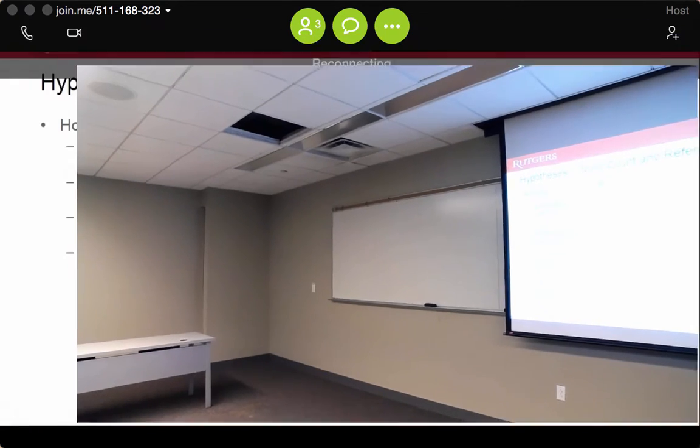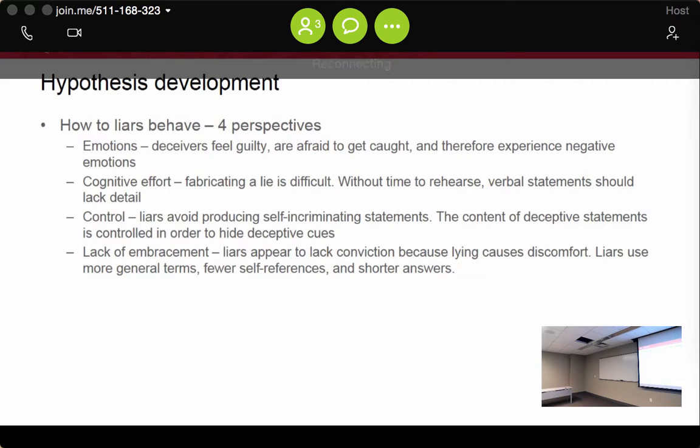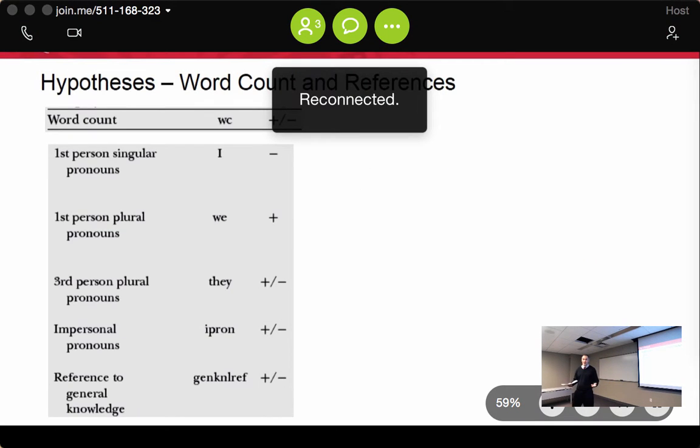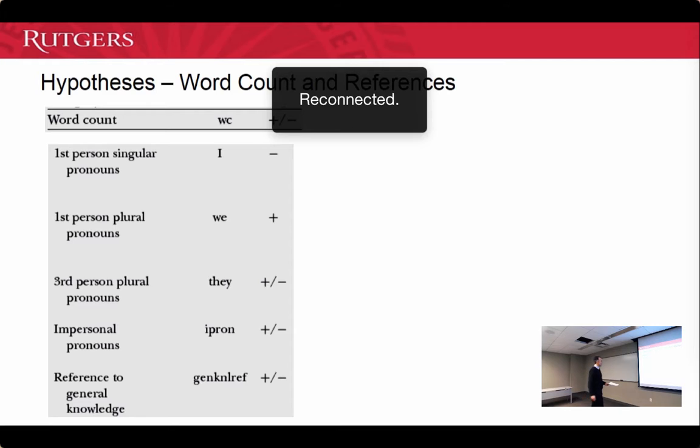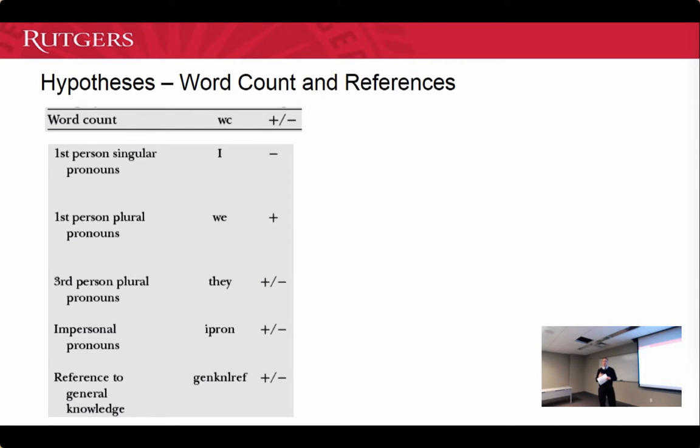All right. So here are the hypotheses. I guess the negative sign here means that the deceiver will use fewer words, or fewer of those types of words, than the truth teller. So fewer first person singular pronouns, so the words I and me. So they don't want to talk about themselves because they don't want to be associated with the lie.